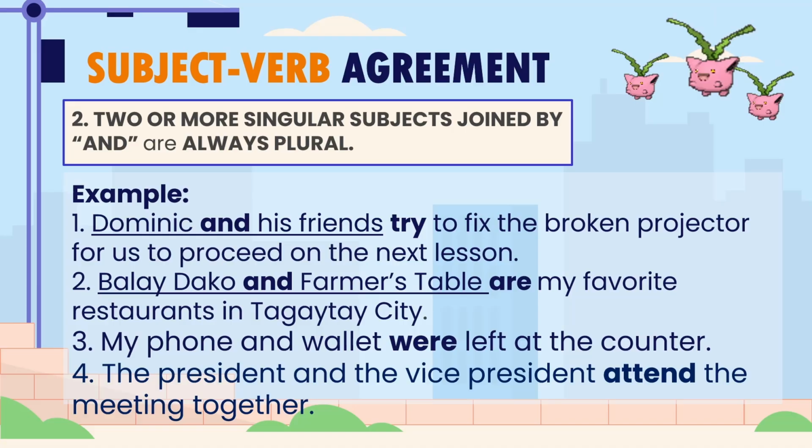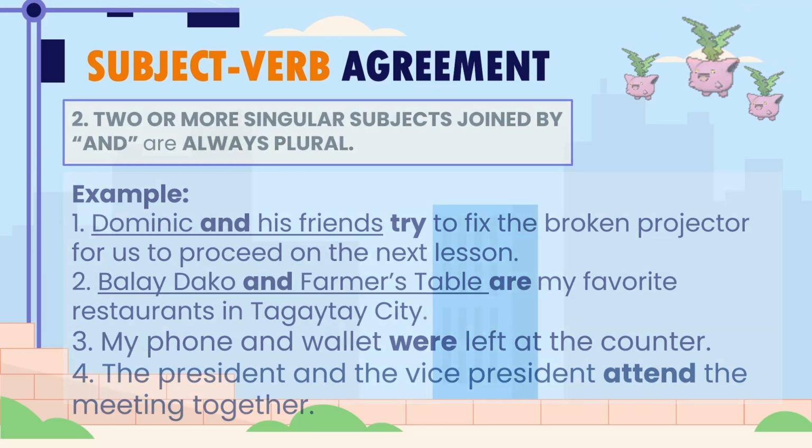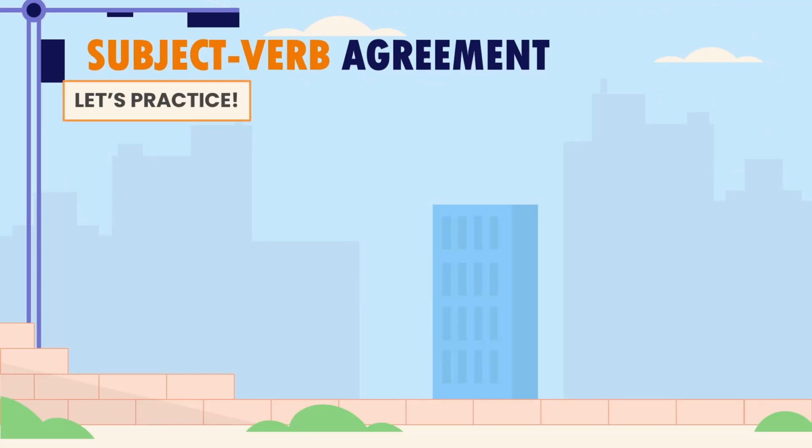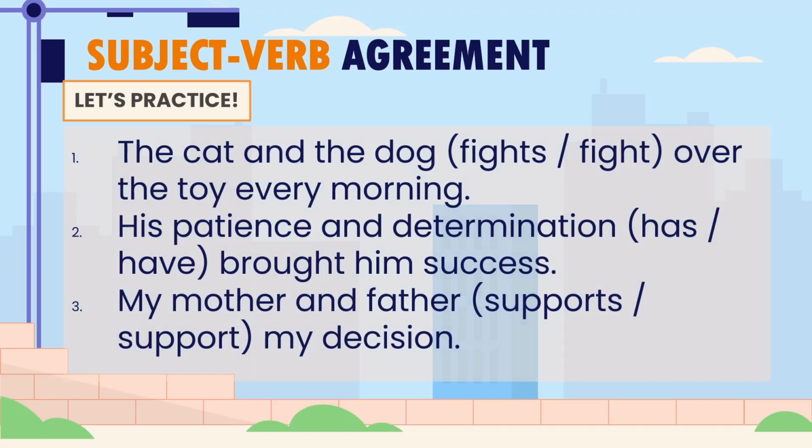Next, the president and the vice president attend the meeting together. Okay, so our singular subjects here are president and the vice president, and our verb is the word attend. I hope you're following. So, next, okay, you may pause this for a while and para makapagsagot ka in your mind. Okay, so let's see. The cat and the dog fight over the toy every morning. So what's our answer? The answer is fight. Okay, again, we will take a plural verb.